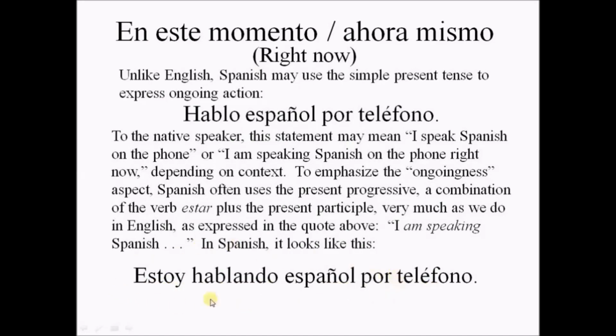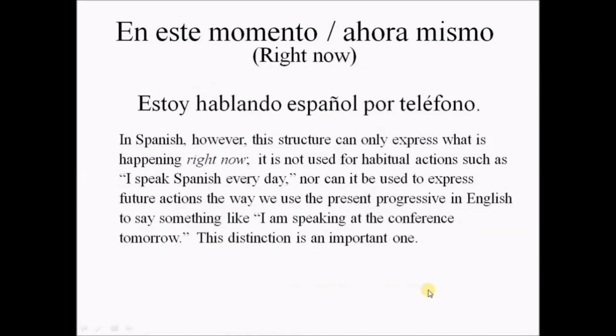So here you have the verb estar conjugated, the verb hablar plus the present participle that we are going to talk about in a second, español por teléfono. One thing you need to be very careful is that in Spanish, we only use the present progressive to express actions that are happening right now, just right now. It's not used for habitual actions such as I speak Spanish every day, nor can it be used to express future actions, just like we do in English.